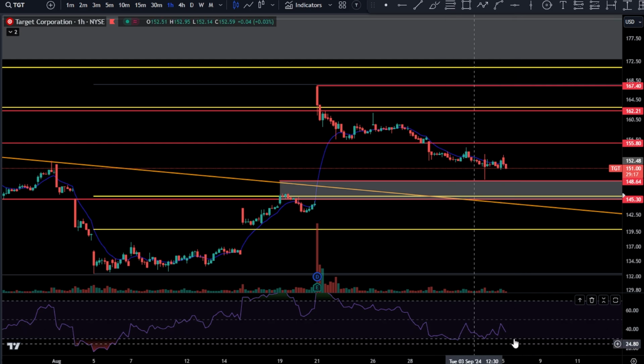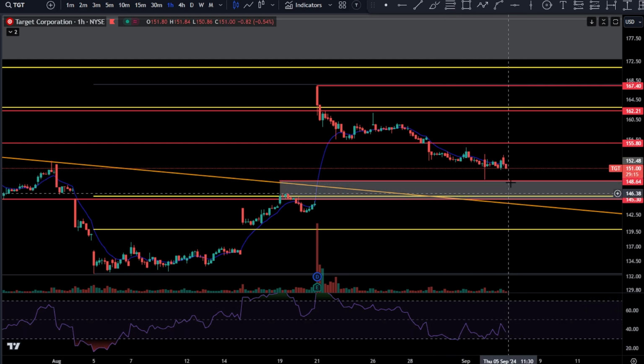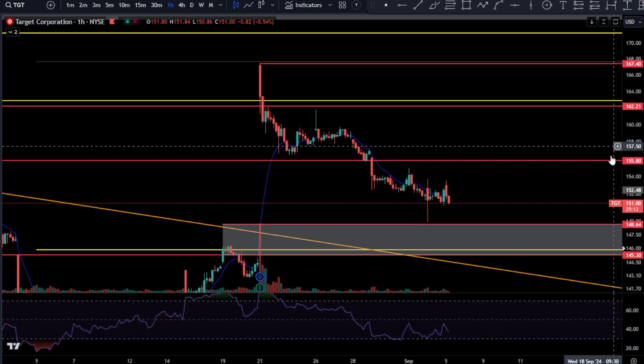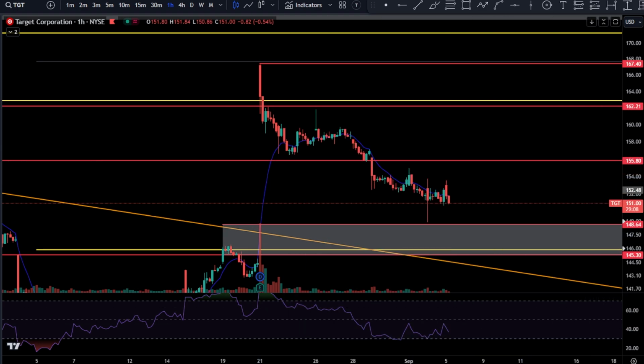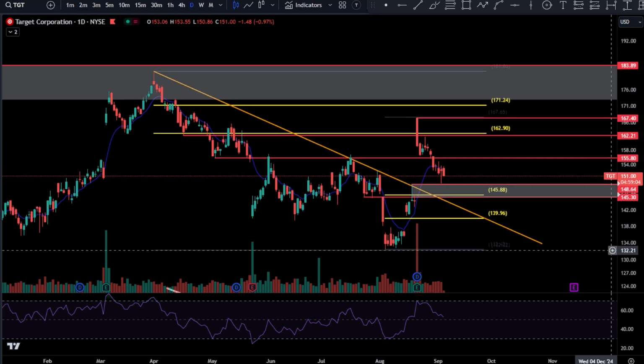Hourly RSI is already oversold. So if you come back down into here, it probably doesn't spend a lot of time in there. That is where I'm interested in it. I'm just going to set another alert from right here. There we go. But honestly, Target's not looking bad at all.